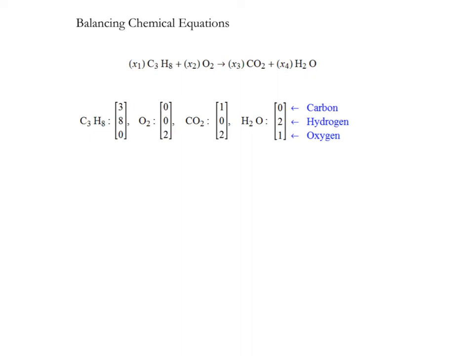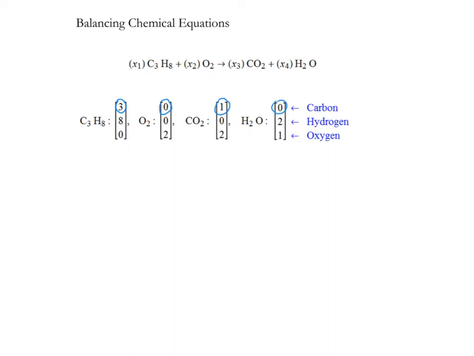Okay, and what we do, the approach here, is to write each of these atoms as a vector. Really, the top entry in each vector represents how many atoms of carbon are in each compound. The middle entry is how many atoms of hydrogen. The bottom entry, how many atoms of oxygen in each compound.